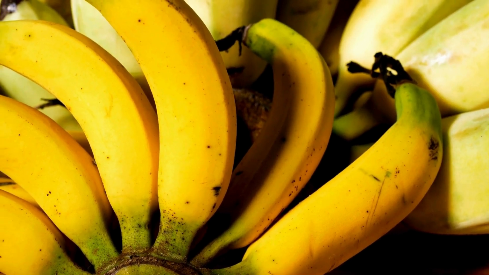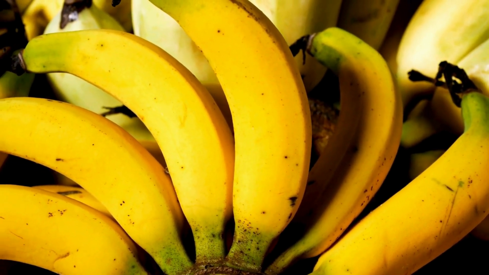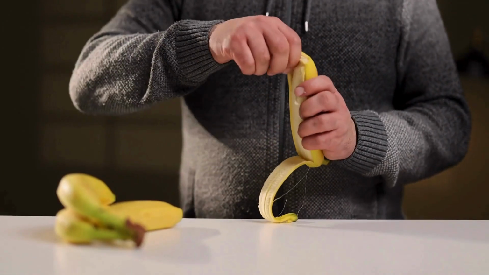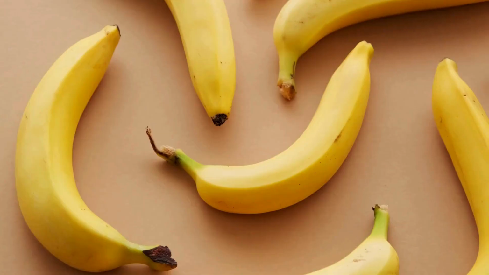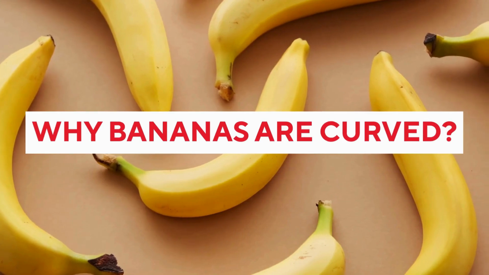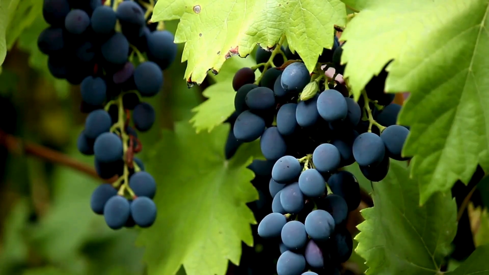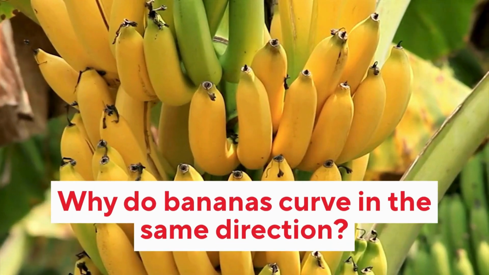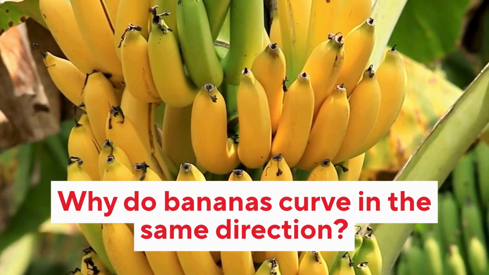Take a look at a banana. It's one of the most familiar shapes in the world. So familiar that most people never question it. But if you actually stop and think about it, why is it curved, not straight like a cucumber or hanging like grapes? And why do bananas almost always curve in the same direction?